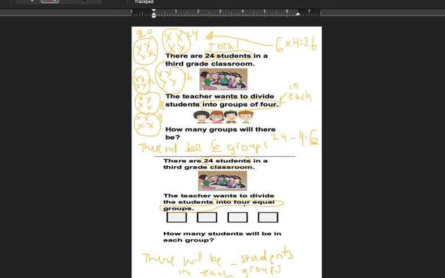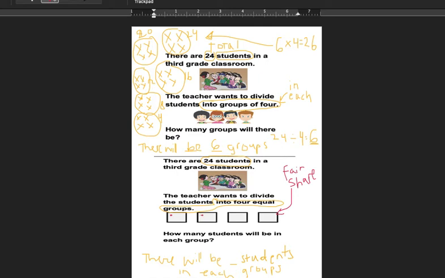So the strategy that we use when we know the groups already is called fair share. That means I'm going to put 1 in each group until we run out of the total and everybody has the same amount. So this is fair share. Right? So I have 4 equal groups. The total is 24. So I'm going to put 1 in each, and count up to 24.